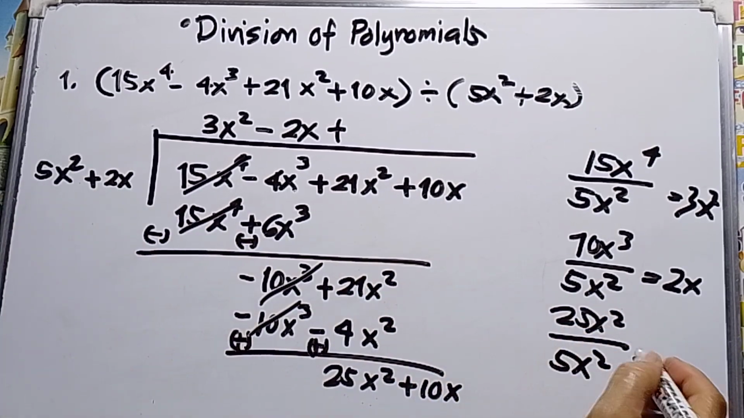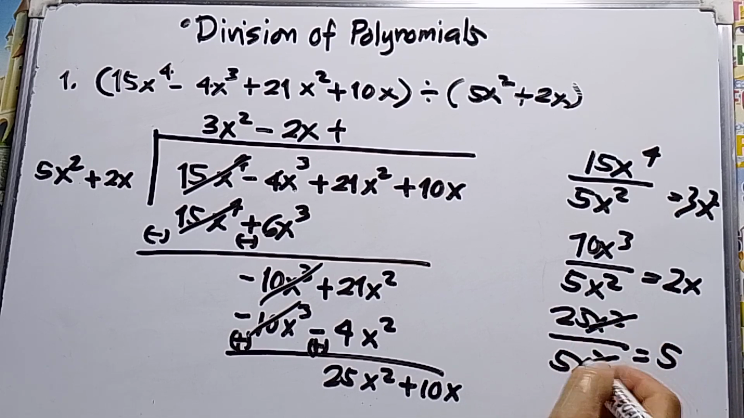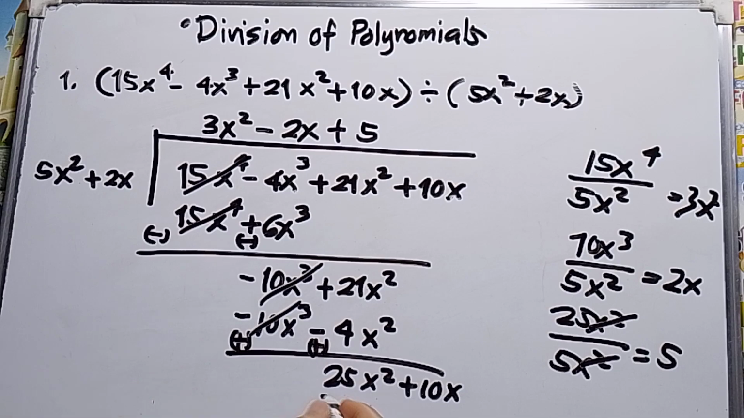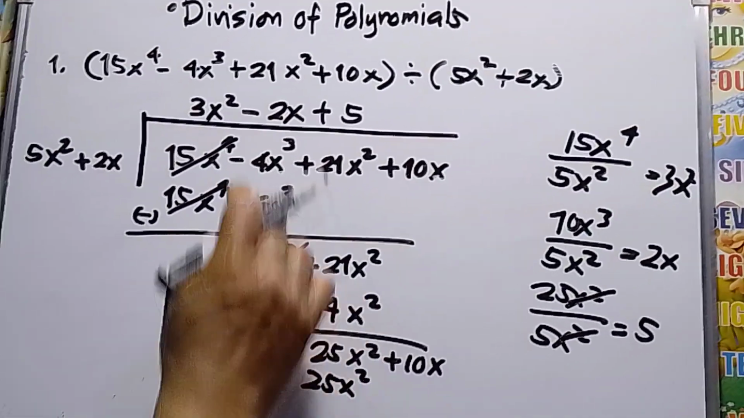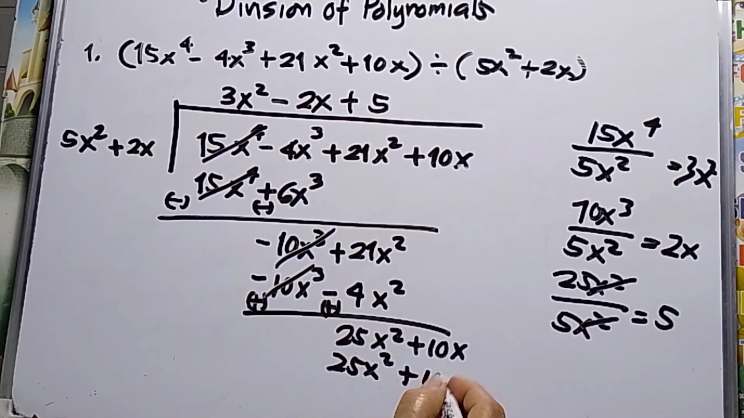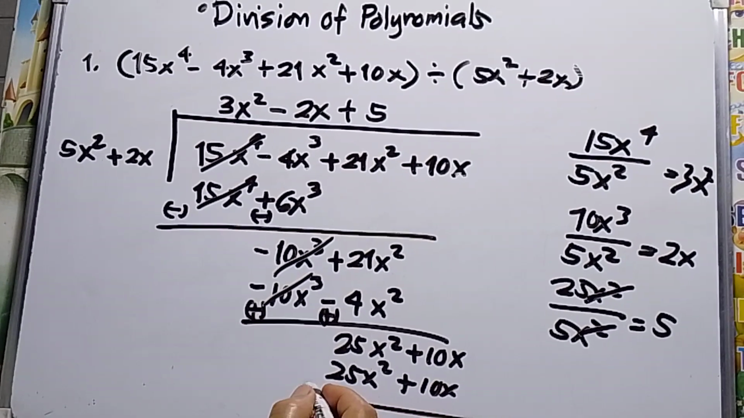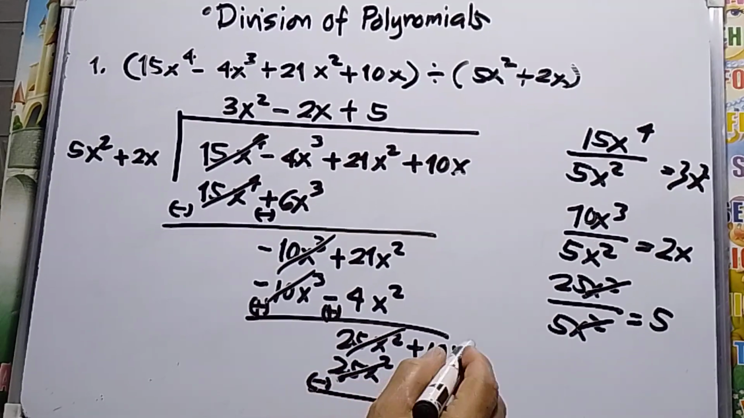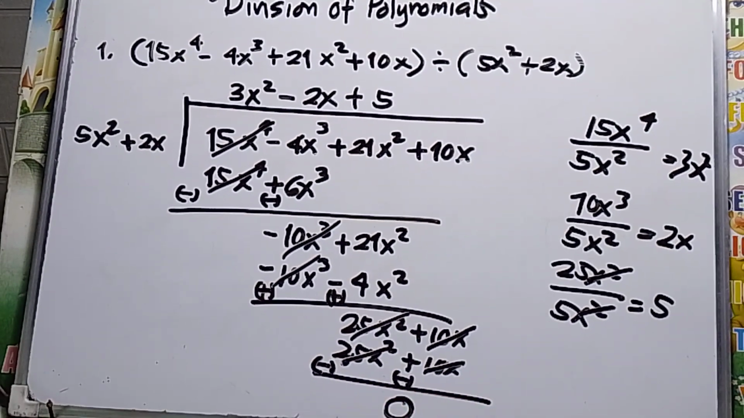So 25 divided by 5 is 5. X squared will be crossed out. So this will be 5. And then multiply it to the divisor. This will be 25x squared plus 10x. Again, I need to change the sign of the product. So this will be crossed out. So no remainder at all.